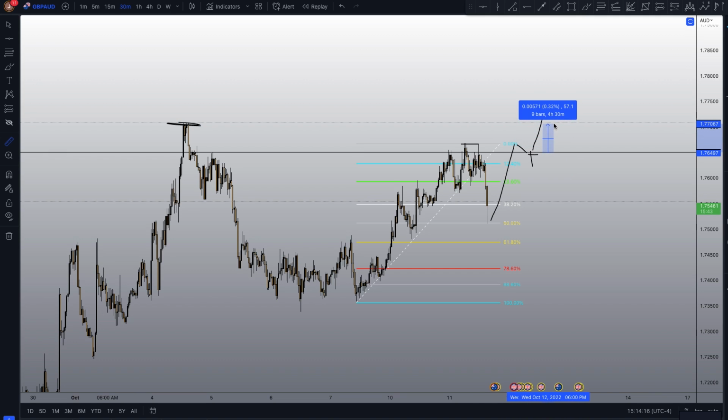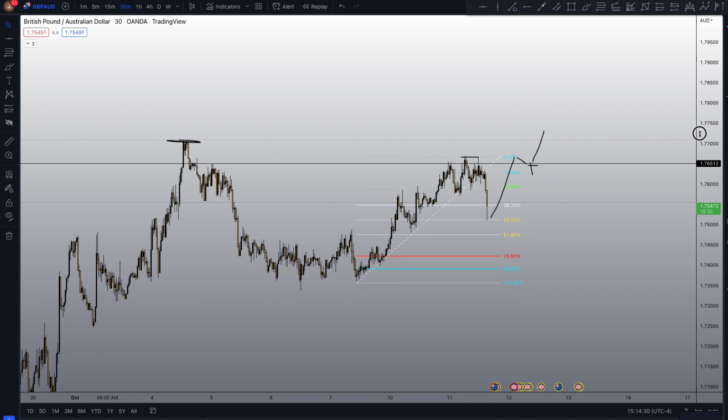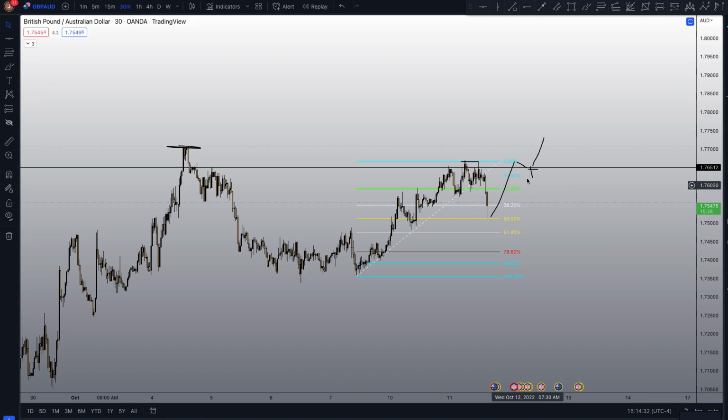We would have a first take profit of 59, or let's just say 60 pips. We would have a 60 pip take profit. That would be take profit 1. We'd be able to move our stop loss into profit from there. But remember, we're looking for a 1 to 4.